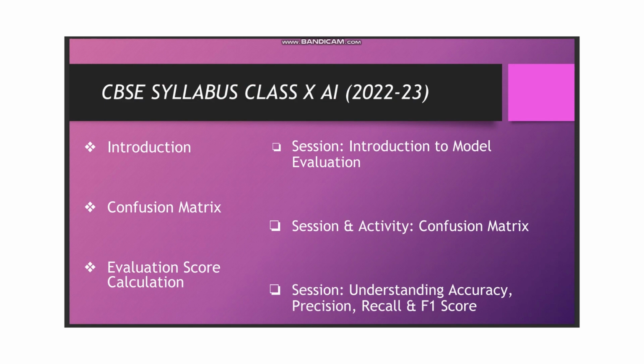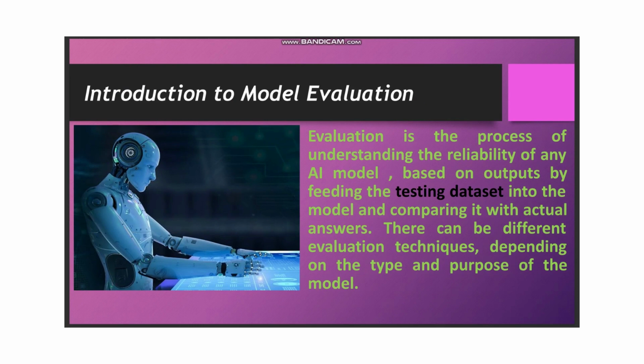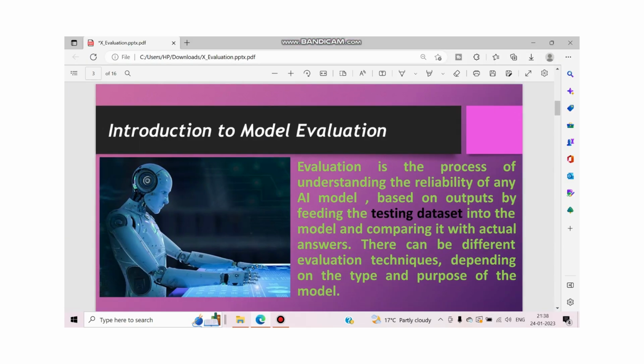So let's start quickly with the term evaluation. What is evaluation? First of all, we have to understand this term. In order to understand it, let's go back to the AI project cycle. I hope you all remember what the AI project cycle is. The AI project cycle basically consists of 5 steps, in which the first step is problem scoping, second is data acquisition, third is data exploration, fourth is data modeling, and last but not the least is evaluation.